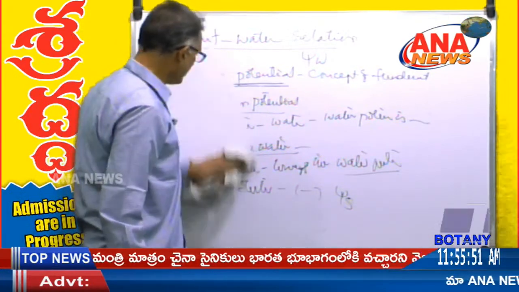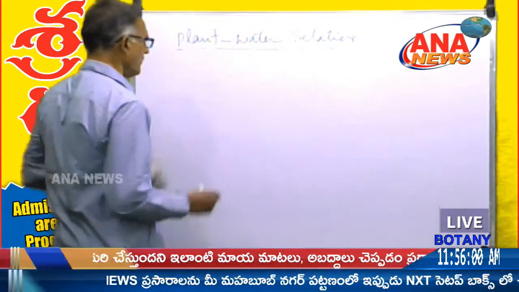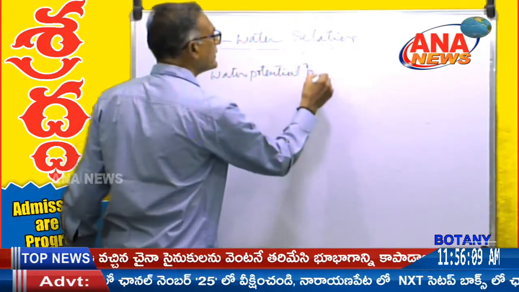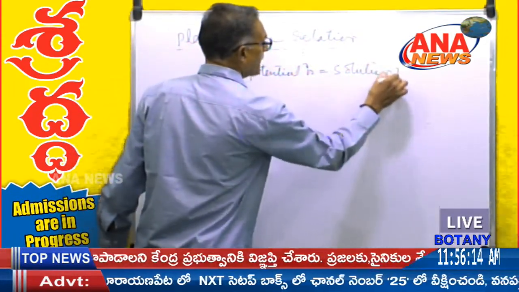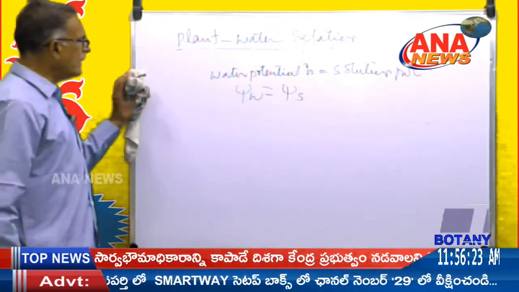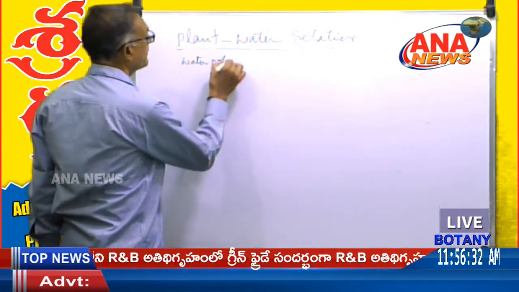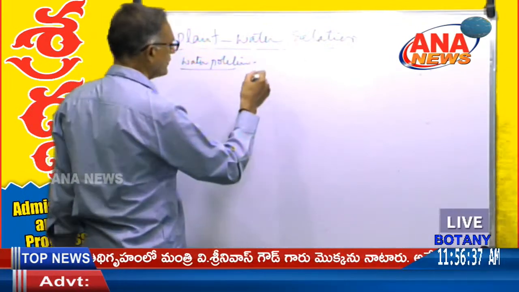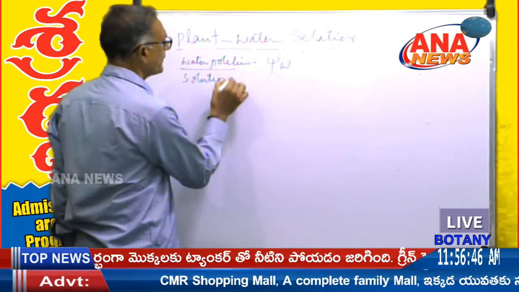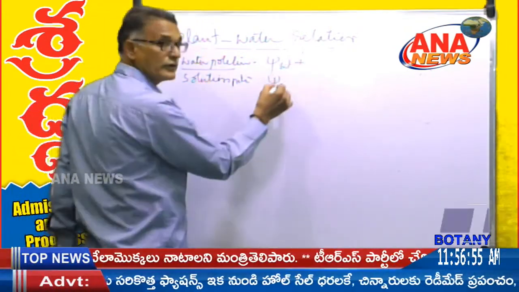So in a particular water system, the water potential is equal to the solution potential. That is, psi w is equal to psi s. The next term is pressure potential. We discussed that the chemical energy of pure water is the water potential, denoted as psi w. Then solution potential, denoted as psi s, is always negative.